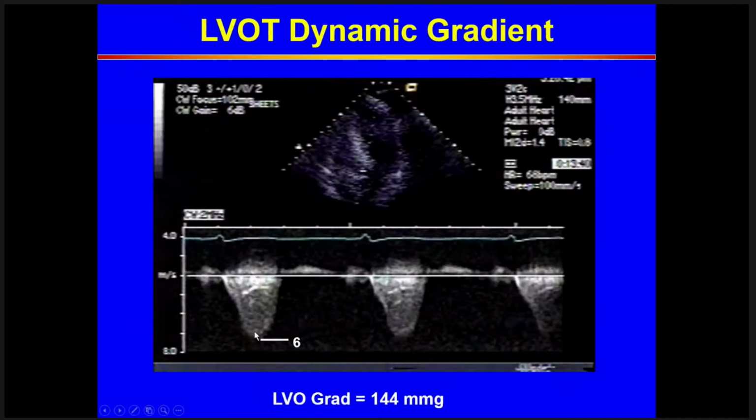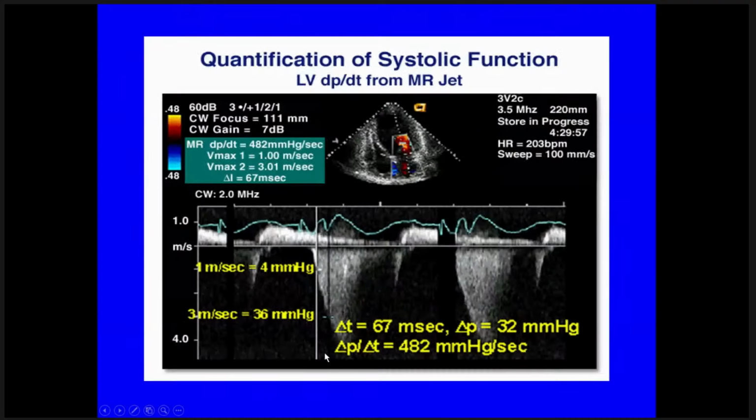This is dynamic intracavitary gradient with a peak velocity of 6, and you can apply the modified Bernoulli equation here to convert that velocity of 6 meters per second to the gradient that is present in this ventricle. We rely on that a lot, for example, in patients with hypertrophic obstructive cardiomyopathy.